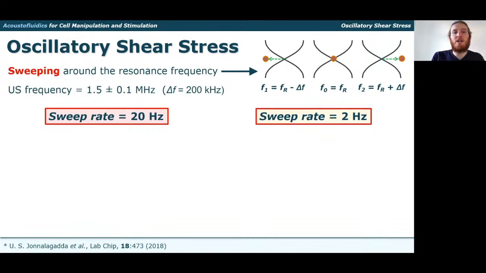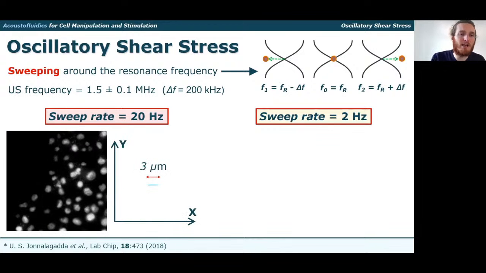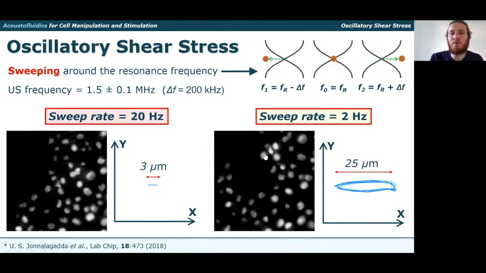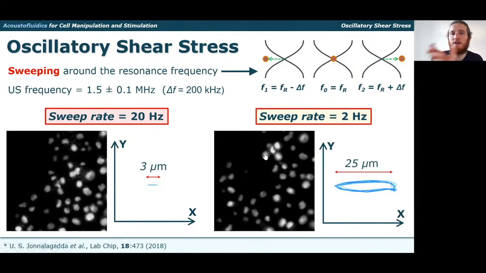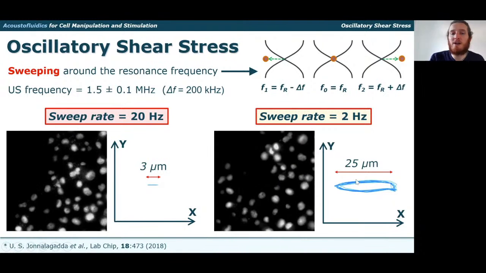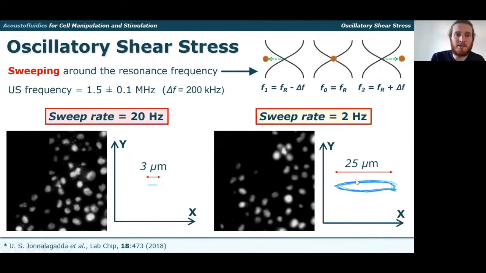Interestingly, it's also possible to change the frequency with which this frequency sweeping is carried out, and this will have an effect on the nature of oscillatory motion induced on the cells in suspension. So for example, if we apply a 20 Hz sweep rate on a cell aggregate, in this case, cells are fluorescently labeled and visualized using a microscope, you can see that the displacement is in the order of 3 micrometer, but at lower sweep rates, so we are sweeping at a lower frequency between F1 and F2 and vice versa, lower sweep rates result in greater displacements of the cell aggregate.